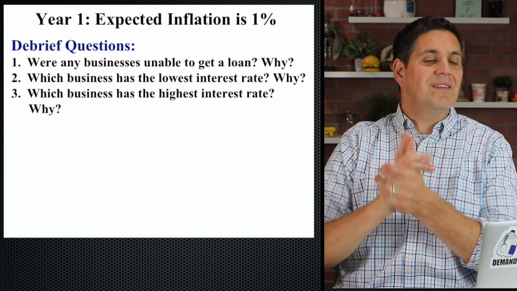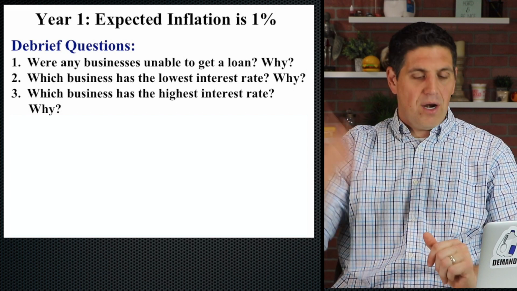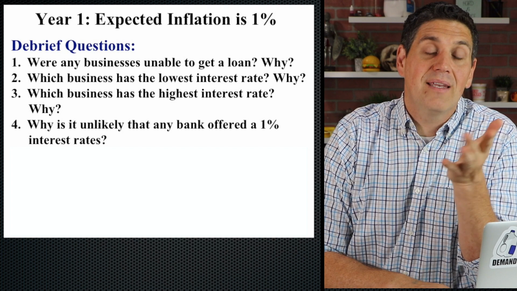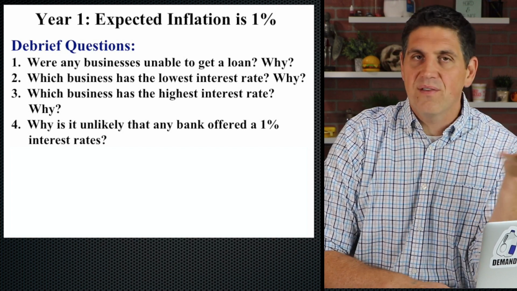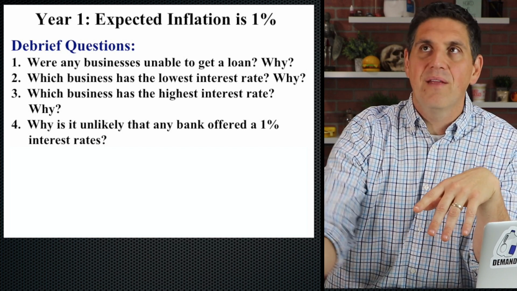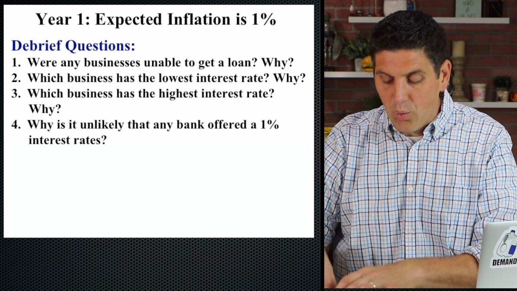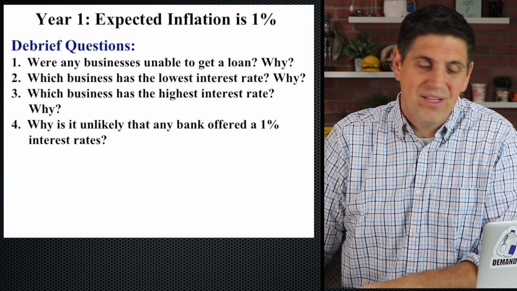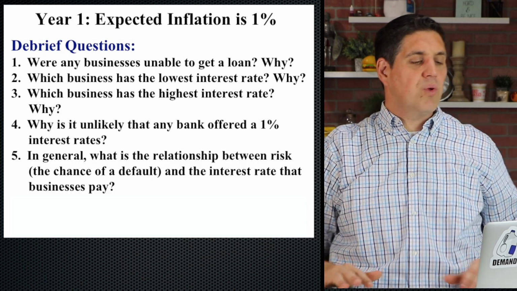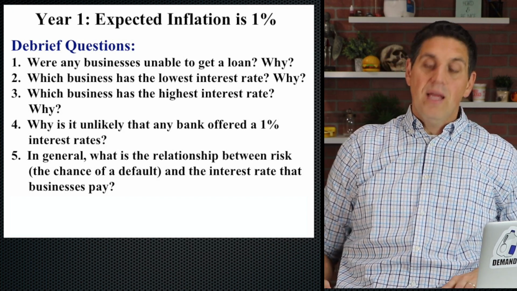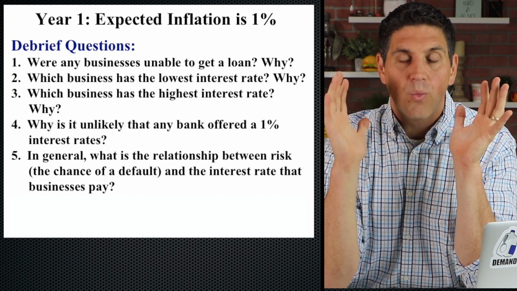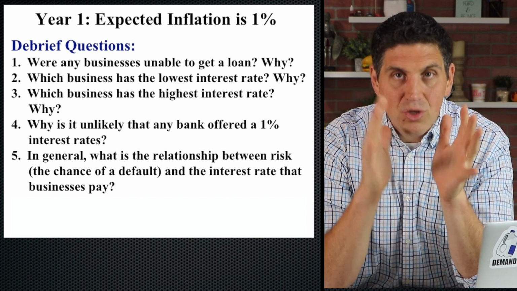Next question, which businesses had the higher interest rates? Again, higher risk, higher rates. Why is it unlikely that any bank offered a 1% nominal interest rate? The answer was because inflation was 1%, and so they wouldn't make any profit. If I gave you a 1% loan and inflation is 1%, then the actual real profit the bank is going to earn is going to be nothing. So they obviously charge a little higher than 1%. In general, what is the relationship between risk and interest rate? Again, in round one, I'm just trying to help my students realize the relationship between interest rates and risk.